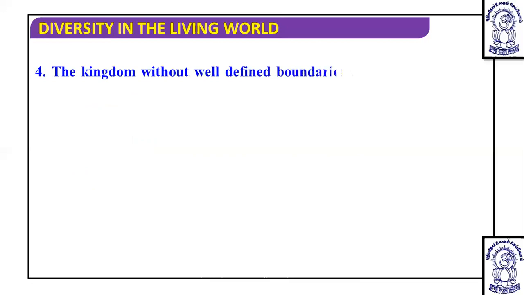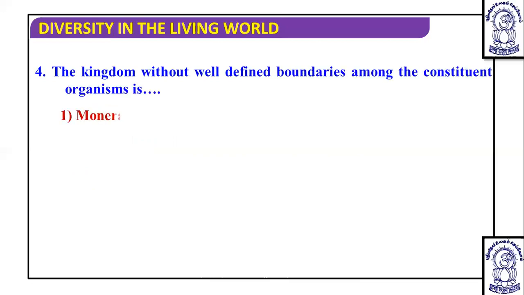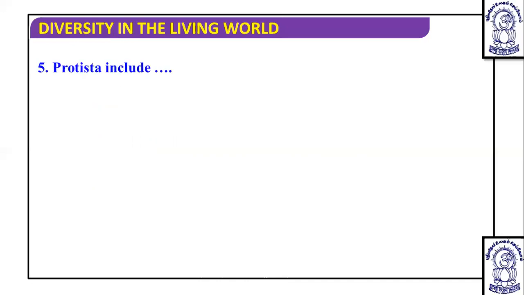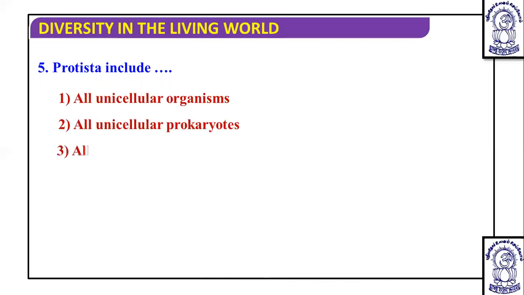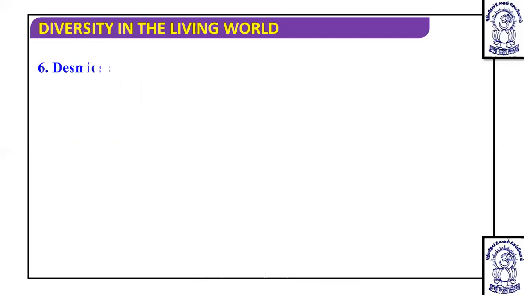Then the kingdom without well-defined boundaries among constitutive organisms is, particularly, we can say, the Protista, because they have fungal, animal and plant-like characteristics. Protista include all unicellular eukaryotes. Fourth becomes the correct answer.